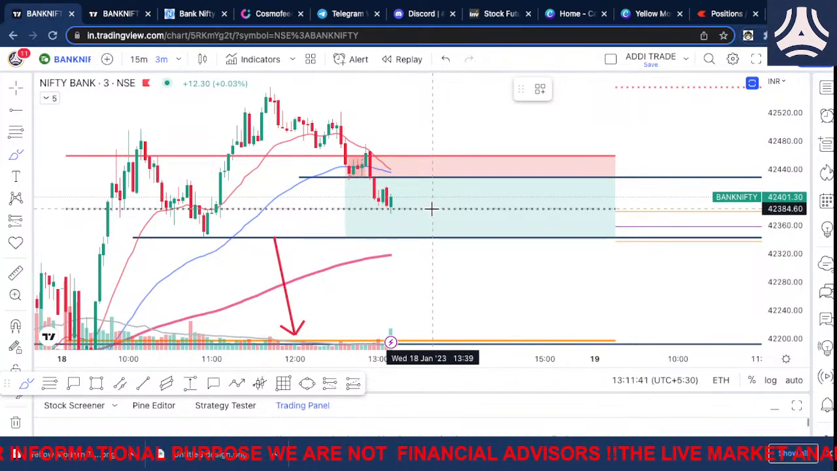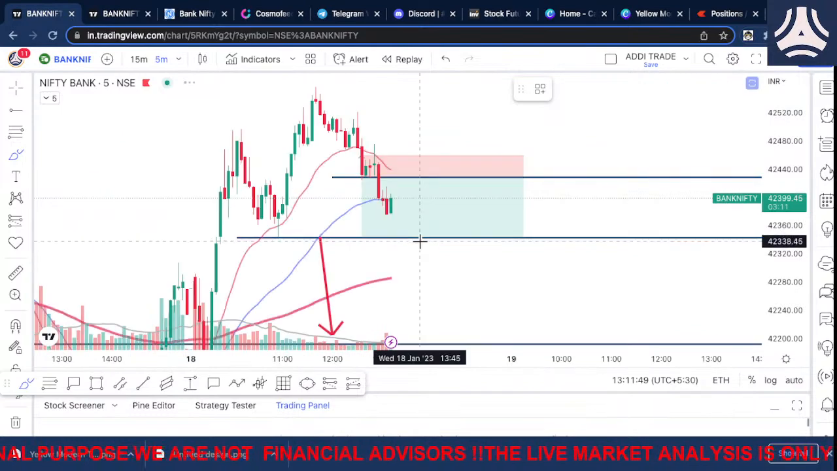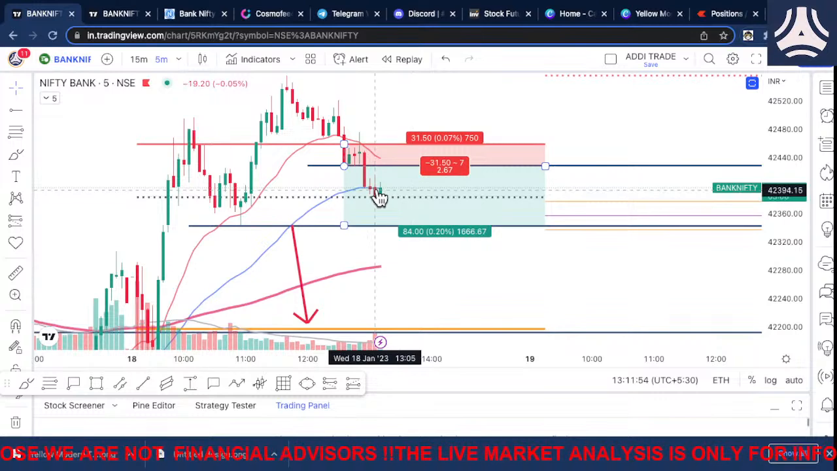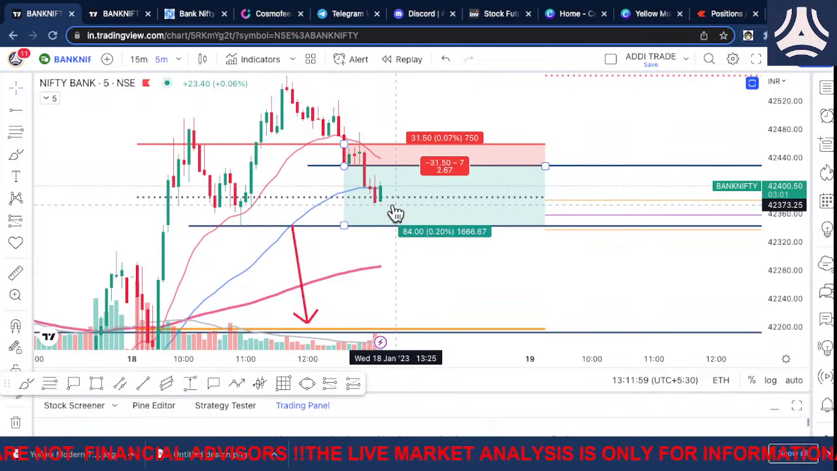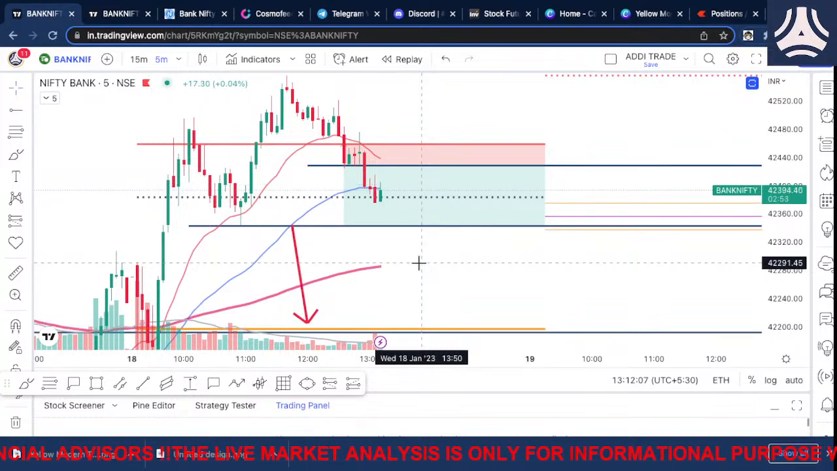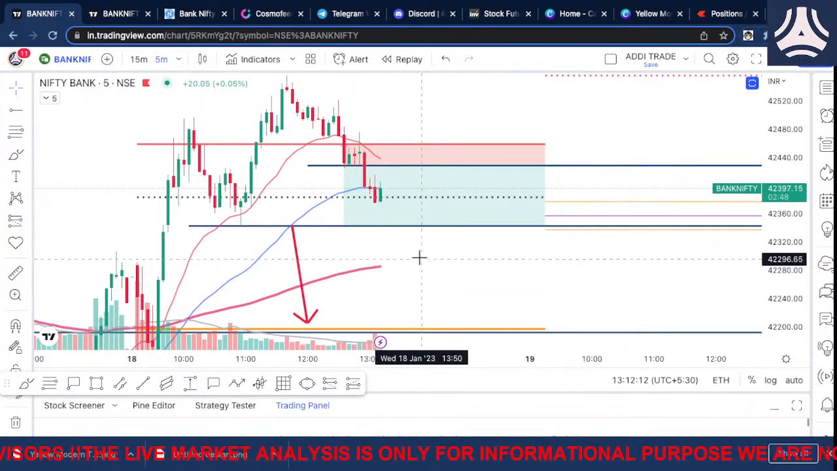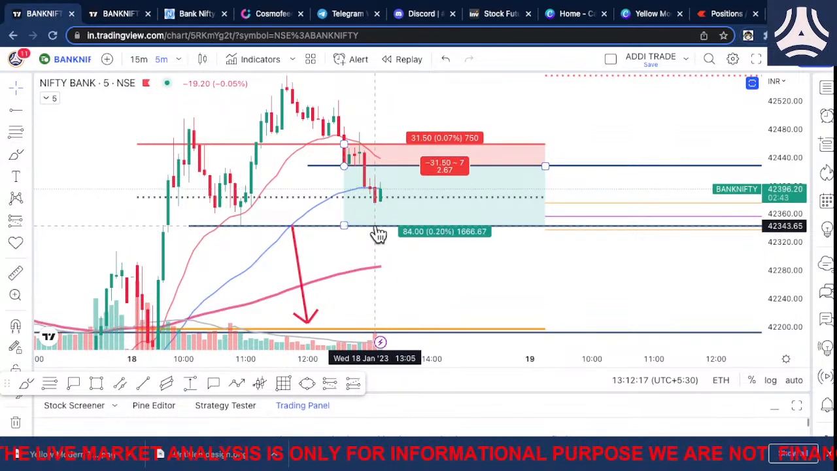See, we are taking some support at this previous day high. So let's see if this support holds. On the 5 minute chart, always for intraday the best time frame to see is 5 minutes. So we are taking some support at the 50 EMA. This is just a small trade, but the big trade can occur only if this breaks below 42,340.